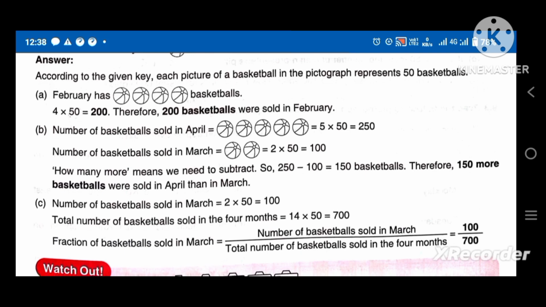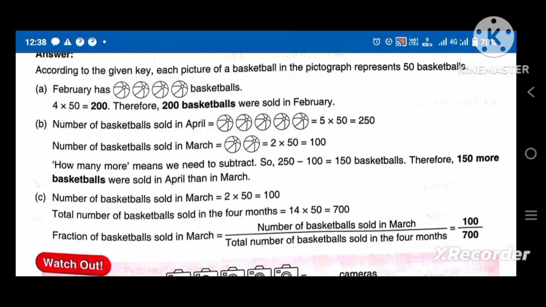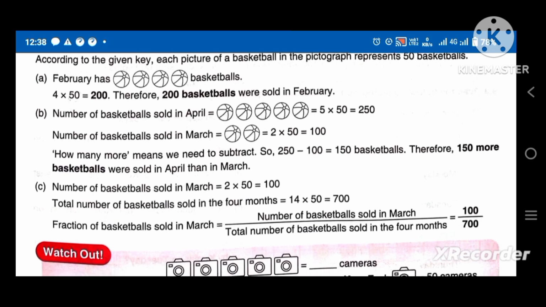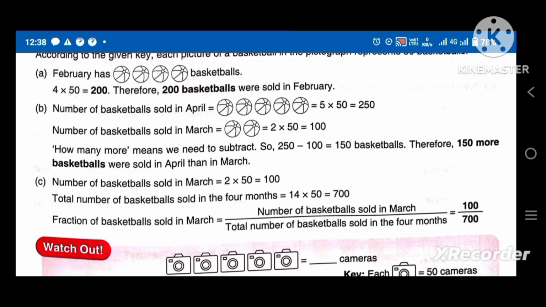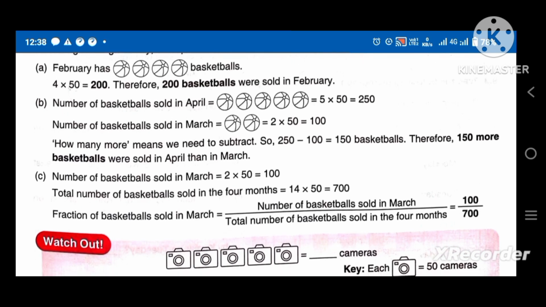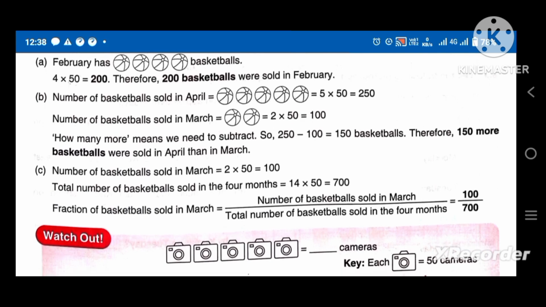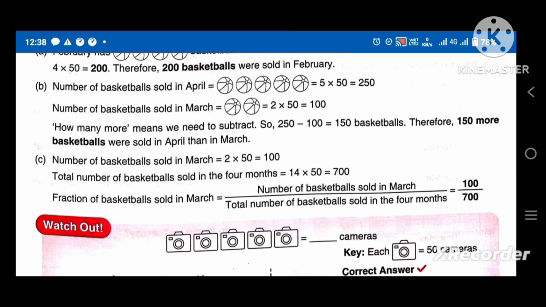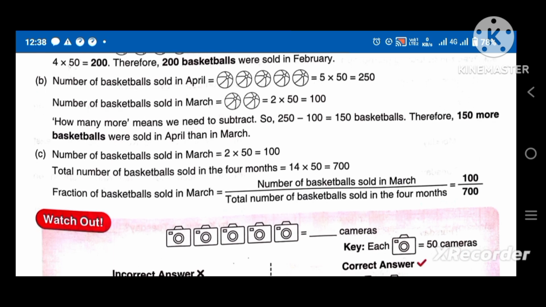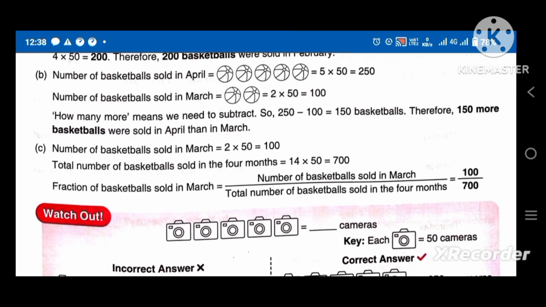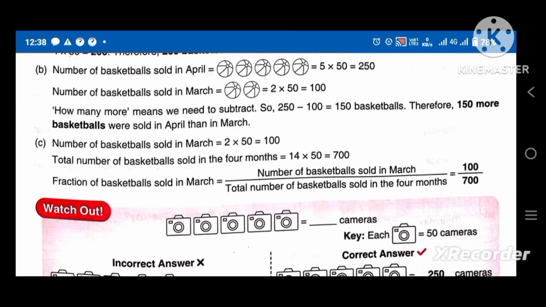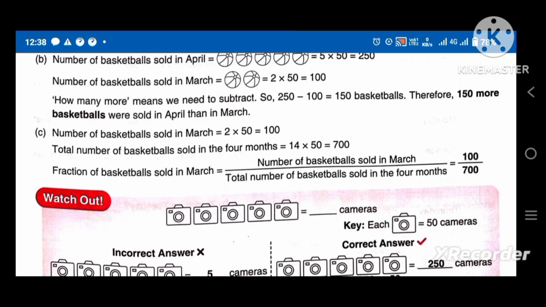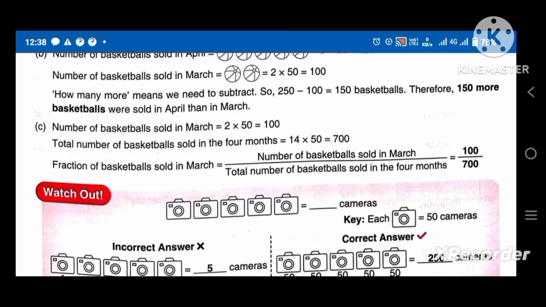C. Number of basketballs sold in March is equal to 2 into 50 is equal to 100. Total number of basketballs sold in the 4 months is equal to 14 into 50 is equal to 700. Fraction of basketballs sold in March is equal to number of basketballs sold in March divided by total number of basketballs sold in the 4 months, which is 100/700.